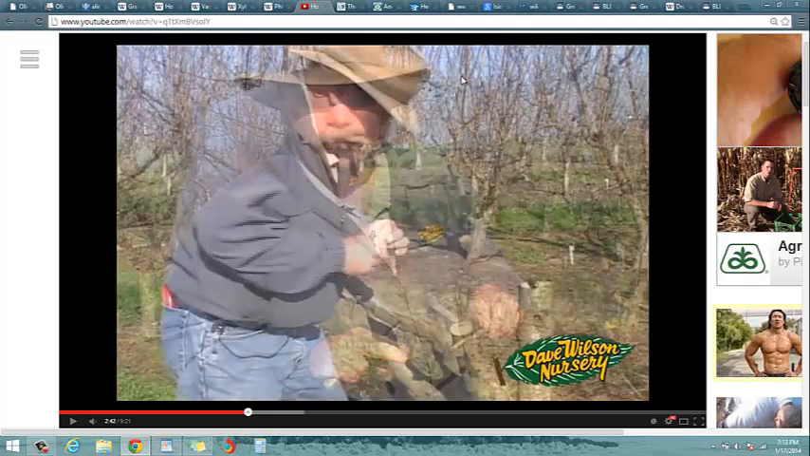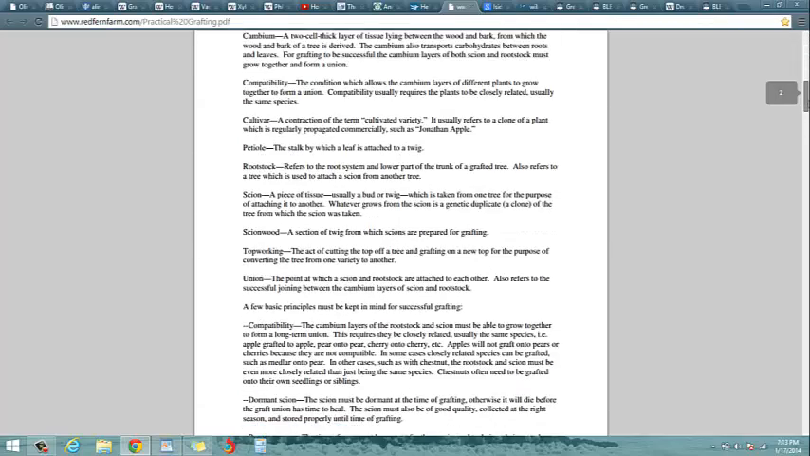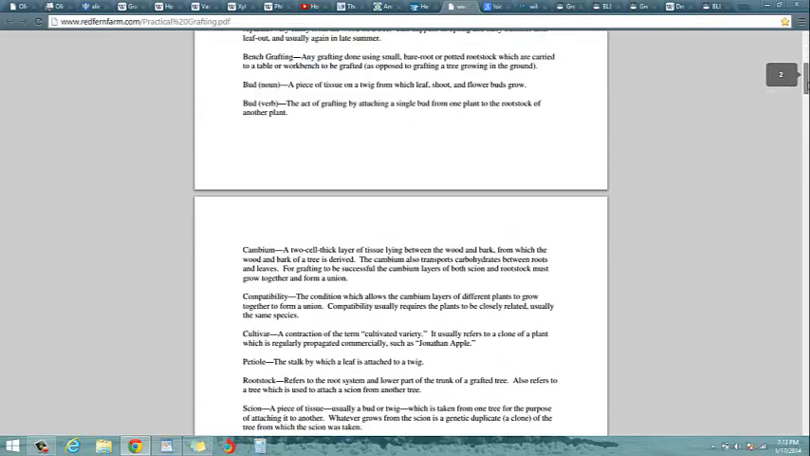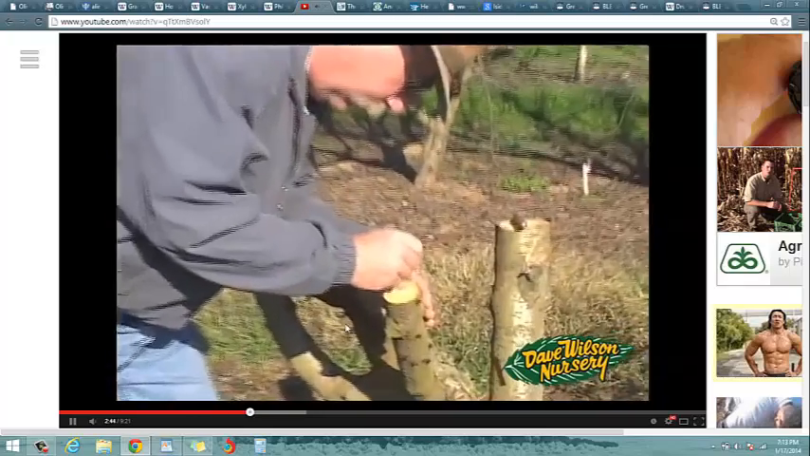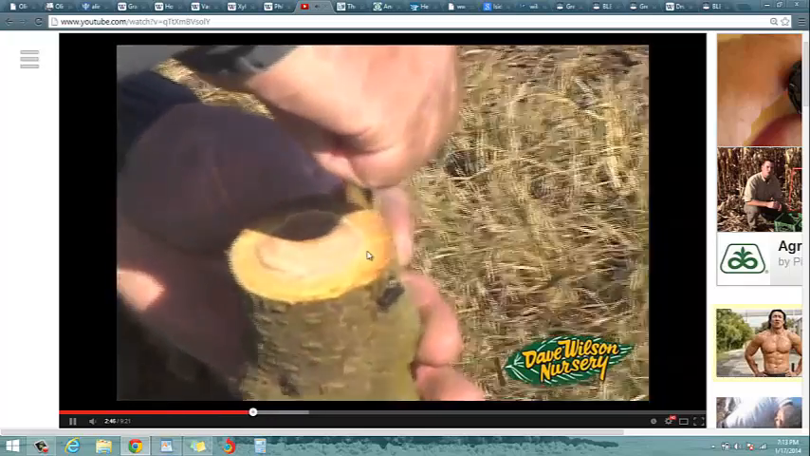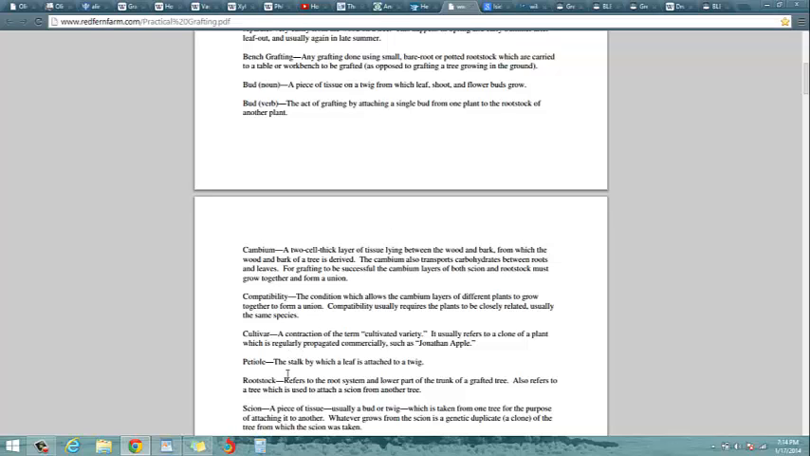Now I want to look deeper into the word scion. Here's another web page, practical grafting. I'm going to jump right down to the word scion. A piece of tissue, usually a bud or twig, is what the man has in his hand, as you can see in this picture. Inserting the scion. This is a scion branch, right? A piece of tissue, usually a bud or twig, which is taken from one tree for the purpose of attaching to another. Remember the 3 different varieties of nectarine branches?